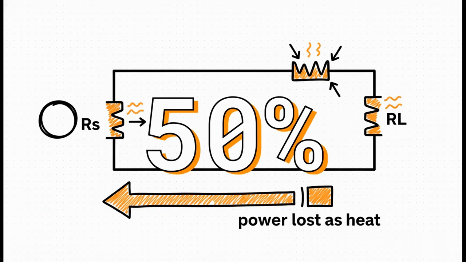Each one gets half the voltage. And since they have the same resistance, they dissipate the exact same amount of power. So half the power goes to doing useful work in the load, and the other half is just burned up as heat inside the source. That's where the 50% efficiency comes from.